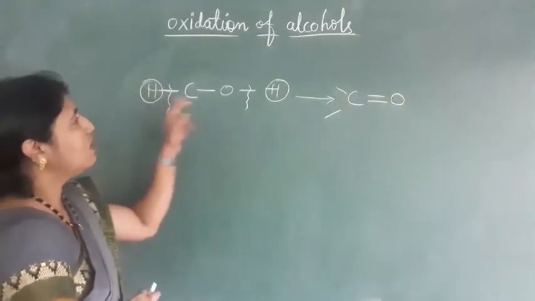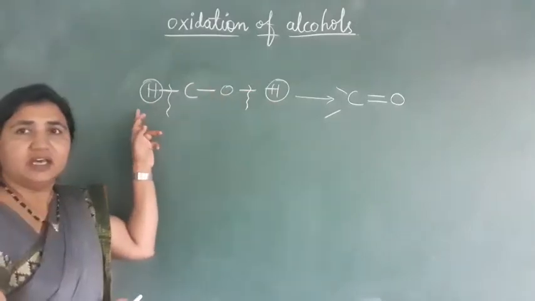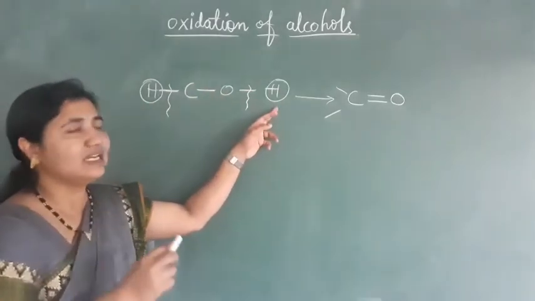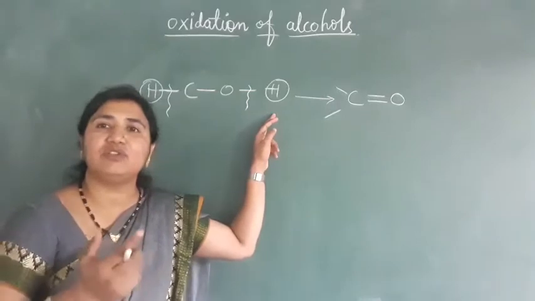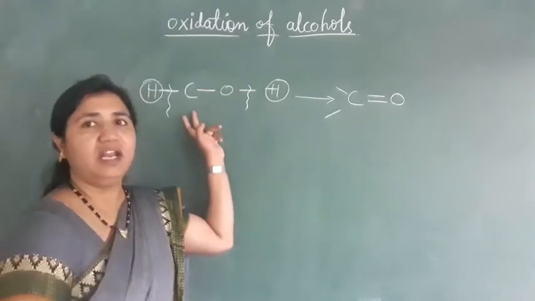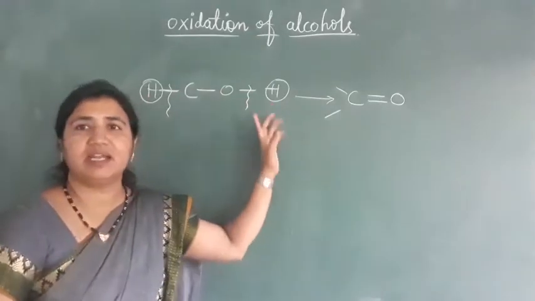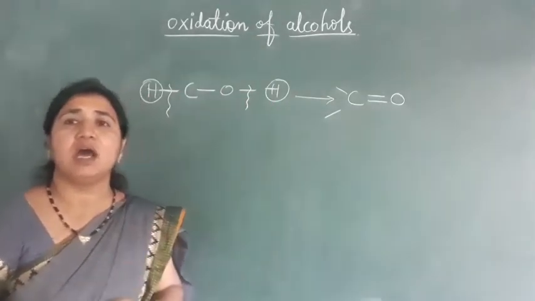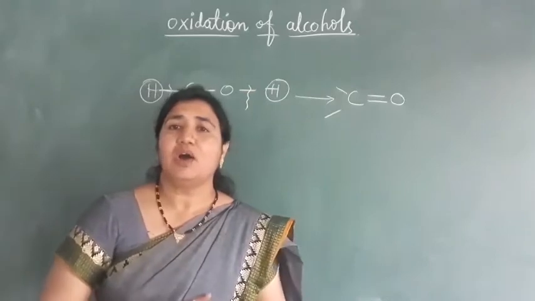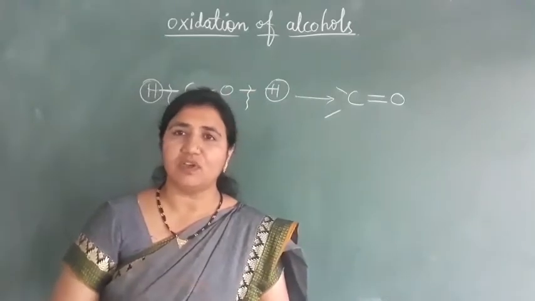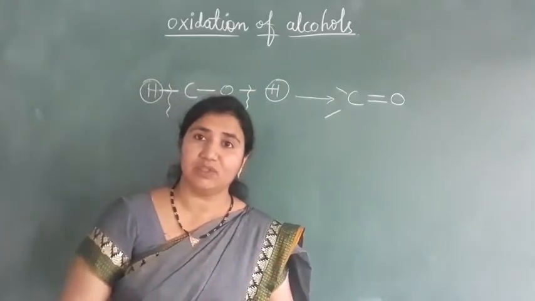That is the removal of two hydrogens here. That's why it is also called dehydrogenation of alcohol. We are removing hydrogen, H2. That is called oxidation of alcohol. Oxidation means addition of oxygen and removal of hydrogen.